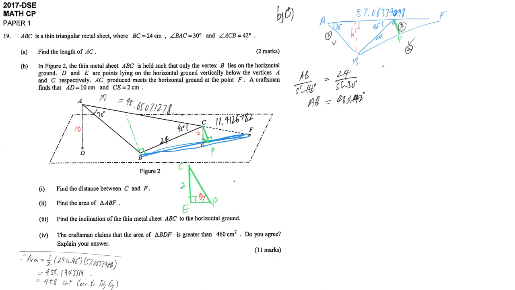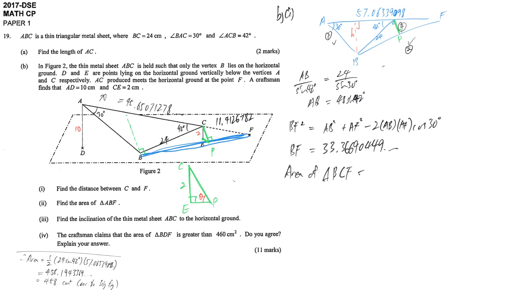After that, we are going to find out BF. So BF squared is equal to AB squared. And then we square root it, we get BF is 33.3669049. And then we finished two steps already. Now the third step is about the area. Area of triangle BCF by the ratio.